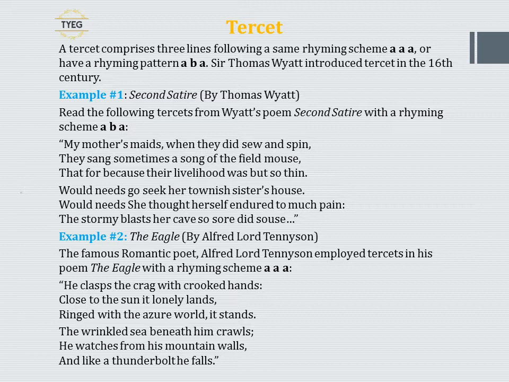The famous romantic poet, Alfred Lord Tennyson employed tercets in his poem The Eagle with the rhyming scheme AAA. He clasps the crag with crooked hands, close to the sun in lonely lands, ringed with the azure world, he stands. The wrinkled sea beneath him crawls. He watches from his mountain walls, and like a thunderbolt he falls.